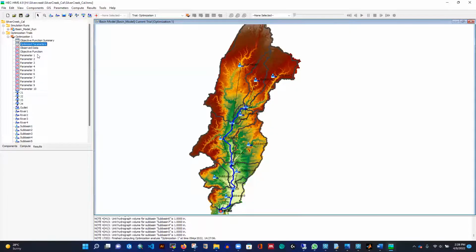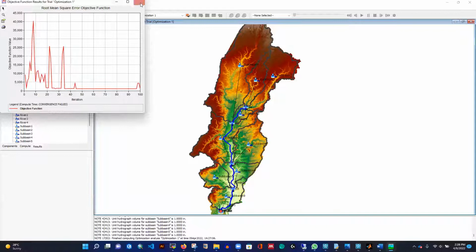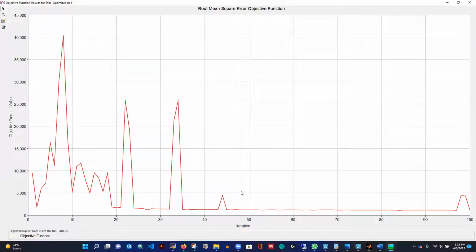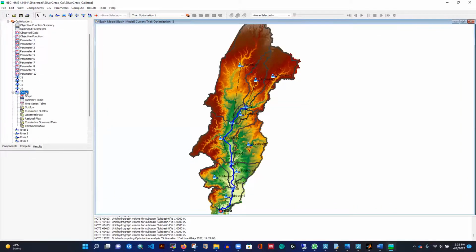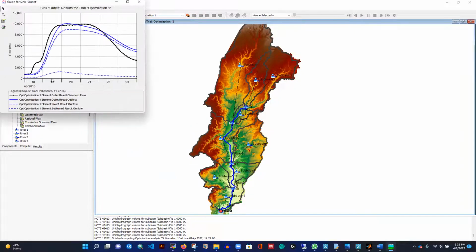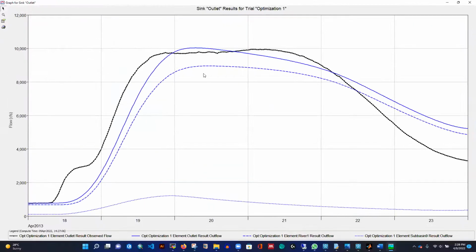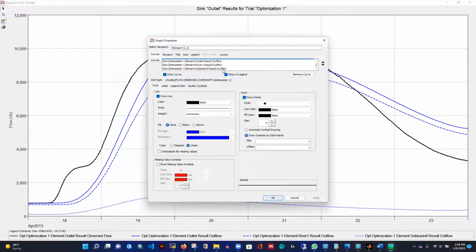So let's see the objective function. Initially it was just kind of changing, and then it became stable, right? So let's see the plot outlet, because we are calibrating the model at the outlet, meaning here. So at first, check the graph. Oh man, it's really good. See, it's really good, right? Yeah, so that's why I like automatic calibration.